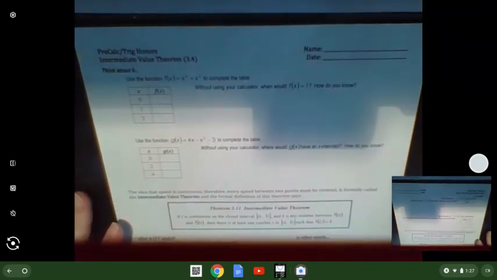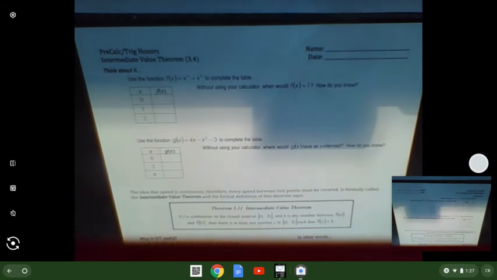So there's something to be said about continuous functions. There's guarantees that we can make about continuous functions that we cannot make for discontinuous functions. And that really is what the intermediate value theorem says, is that if you are continuous, there's certain guarantees that I can make.